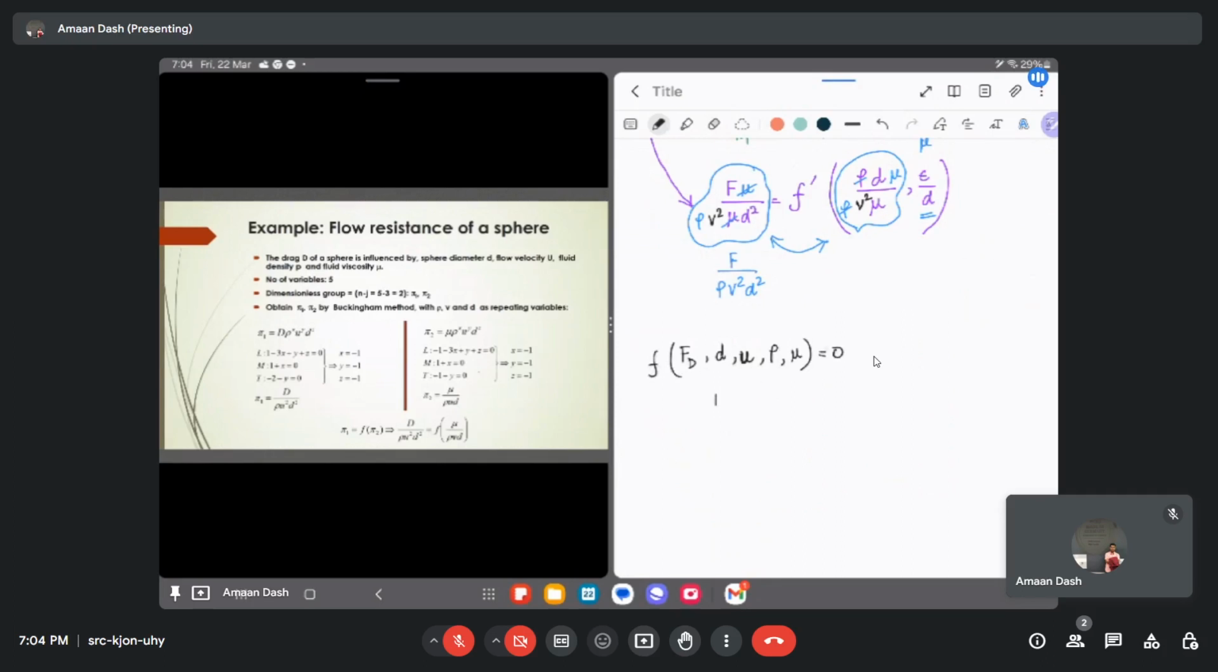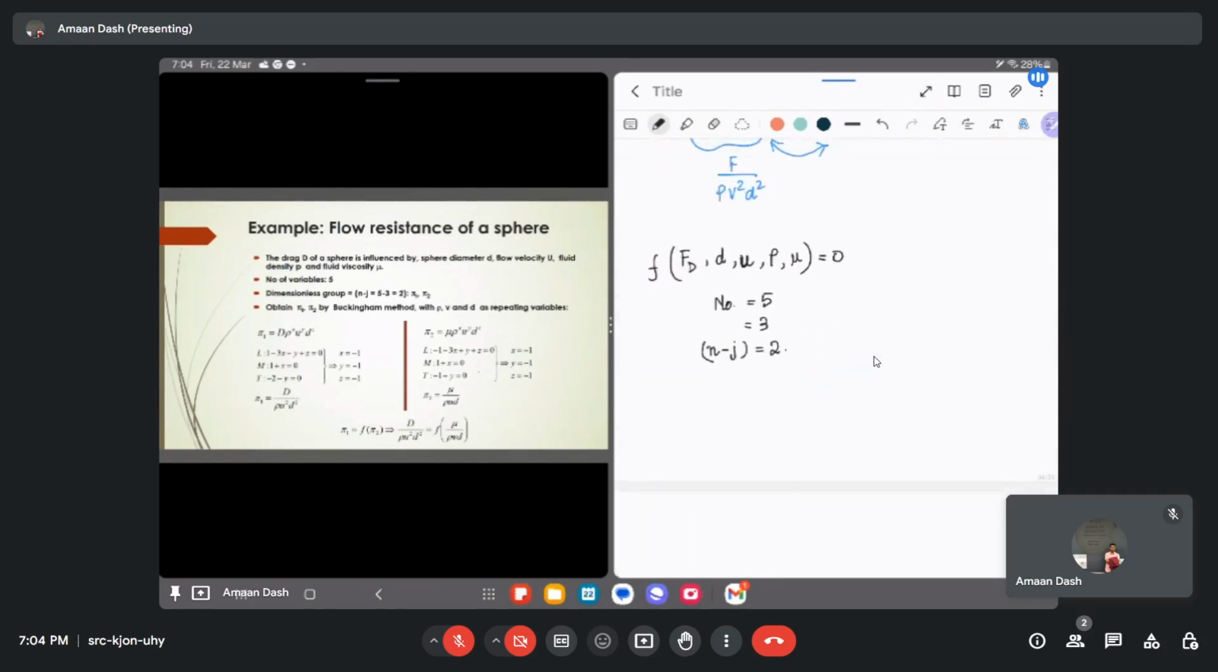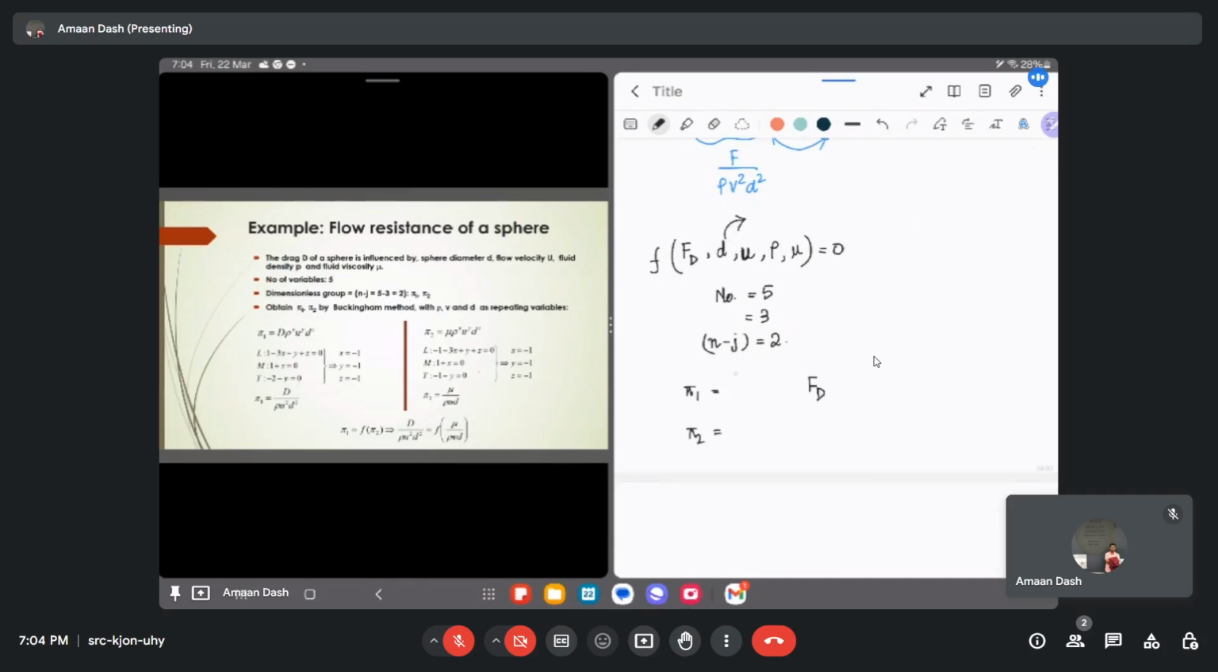So we can see that the number of variables is equal to 5. Fundamental dimensions are 3. So the number of non-dimensional groups will be n minus j, that is 2. So we will be creating pi 1 and pi 2. So let us say fd will be there because it is one of the dependent variables. Let us consider d is 1. This d is the diameter, right? So d to the power a1, u to the power of b1, and let's say rho to the power of c1. So d to the power a2, u to the power b2, and rho to the power of c2, and then let's say mu.